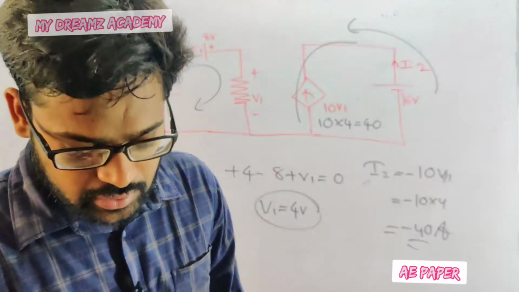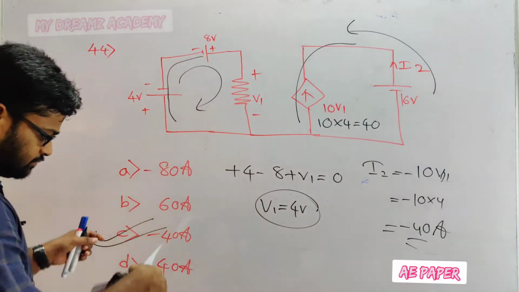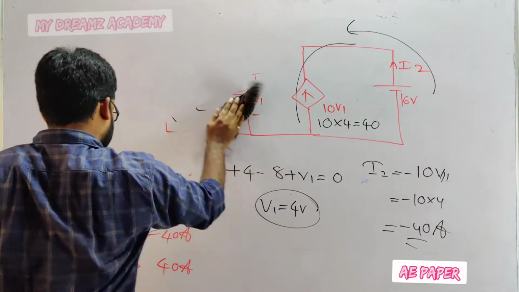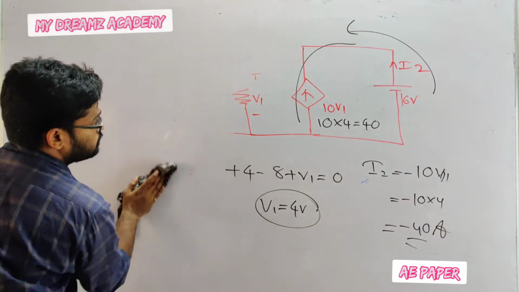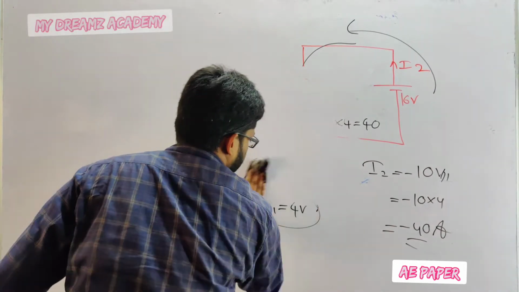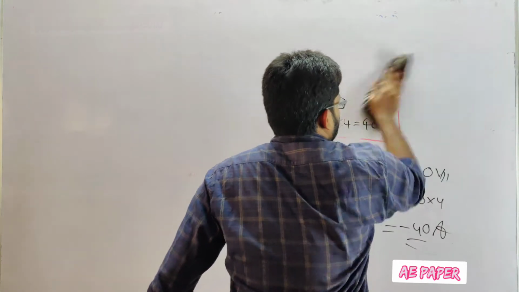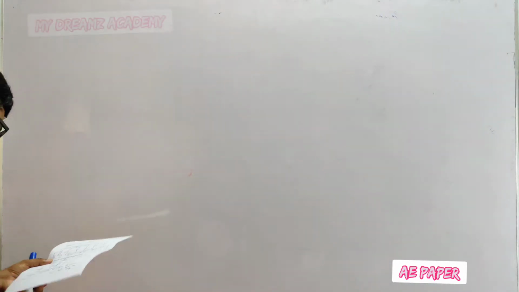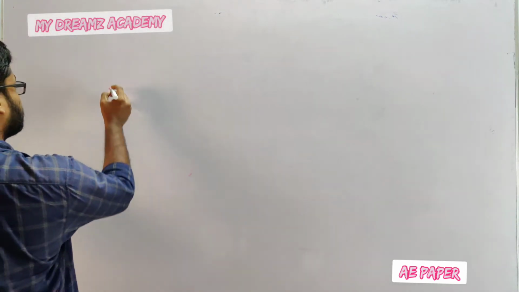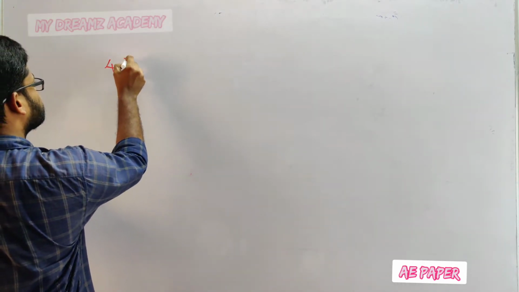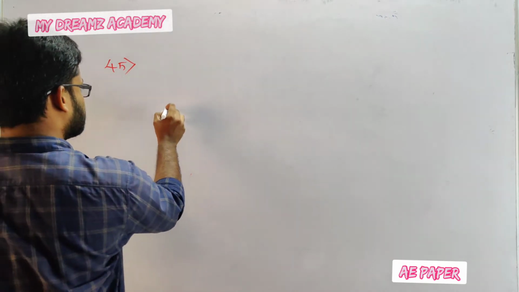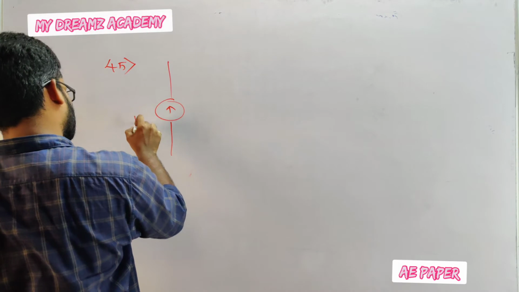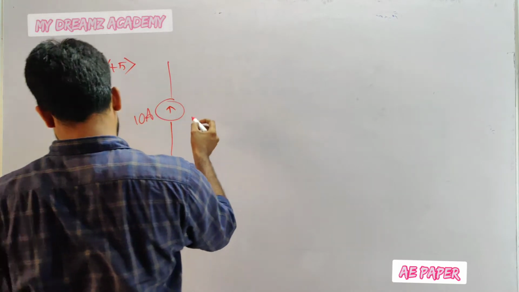Next we are going to see question number 45. This question is also from network theory only. Question number 45. The circuit is given like this. Ten amperes.